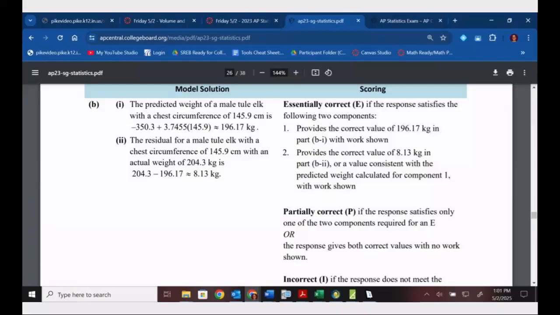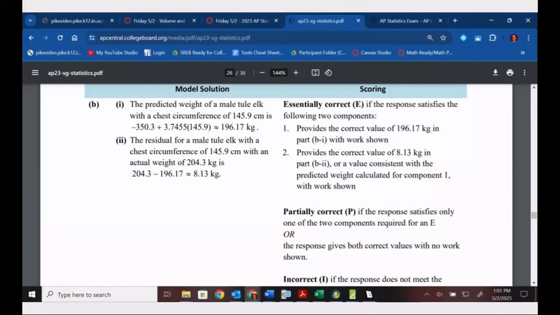Part B had only 2 components. Provides the correct value of 196.17 kilograms in part B I with work shown, and provides the correct value of 8.13 kilograms in part B II, or a value consistent with the predicted weight. So if you did this wrong, but then you calculated the residual correctly, you can still get component number 2 with work shown. So you should have gotten 196.17, and you should have gotten 8.13 for part B II.